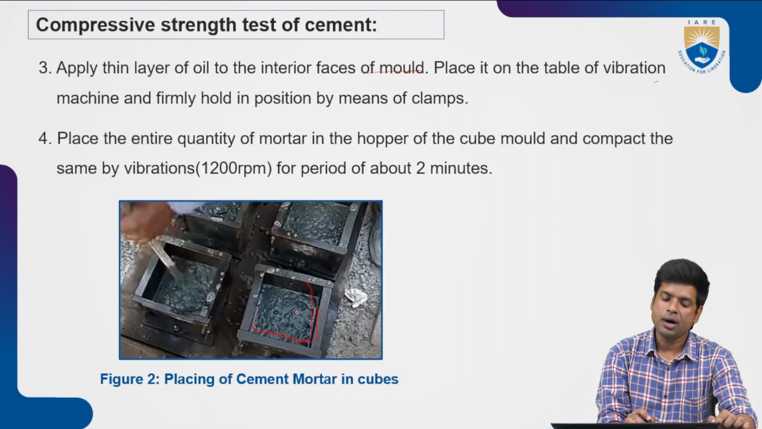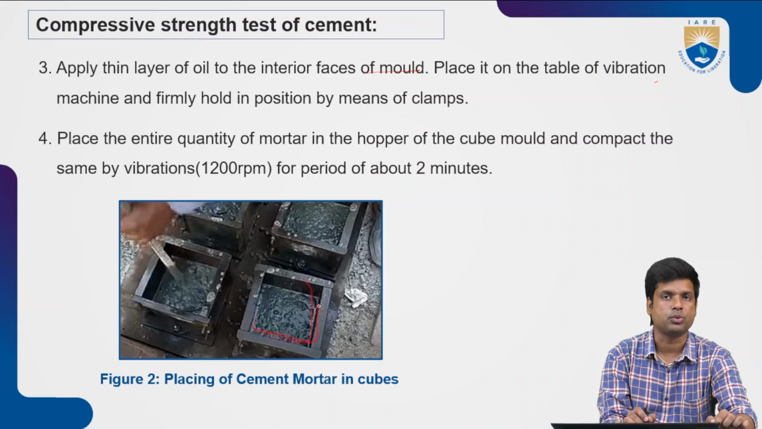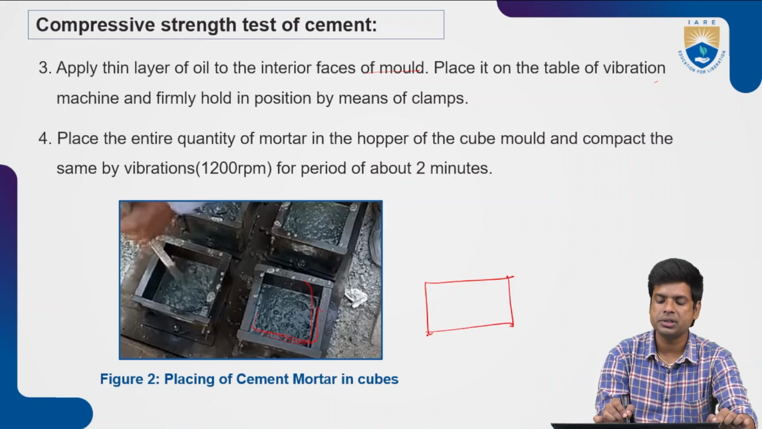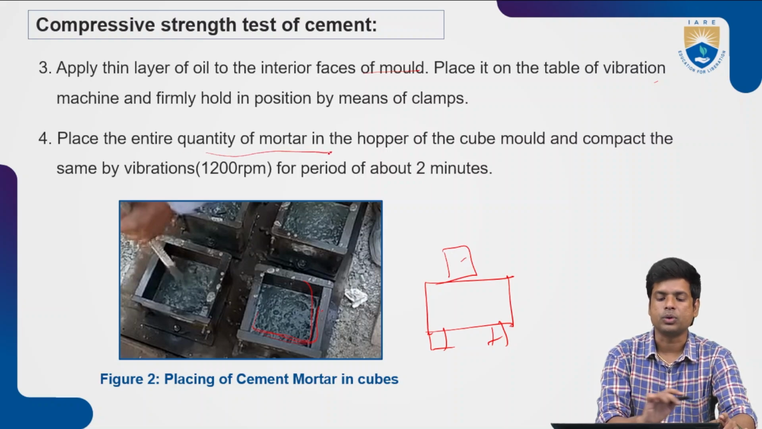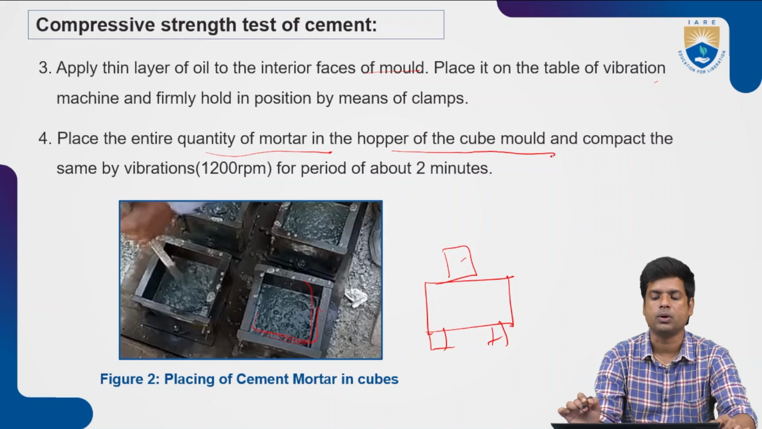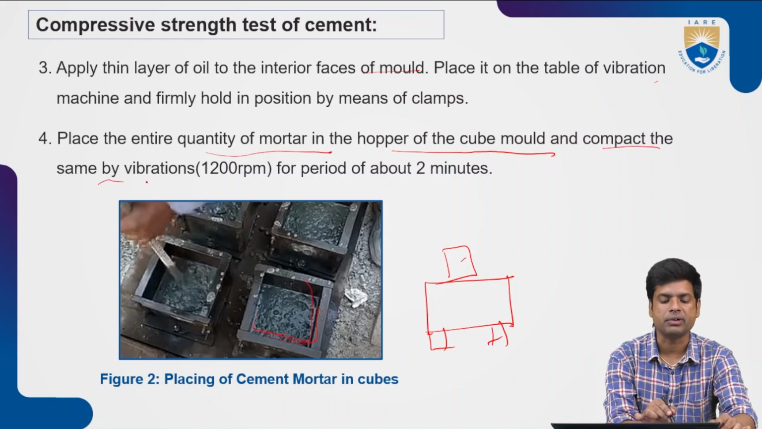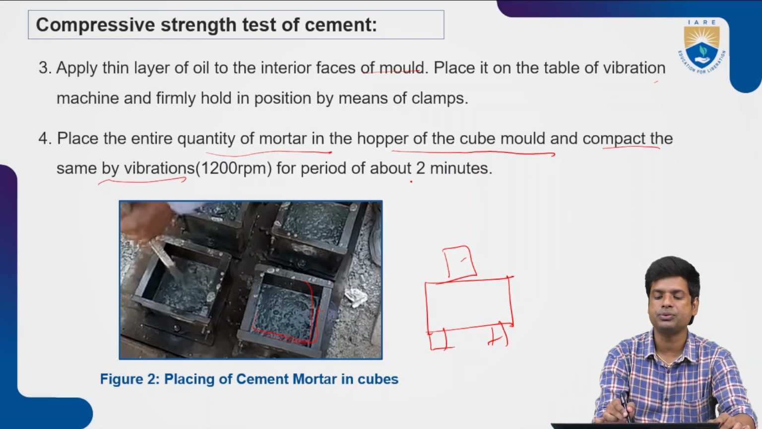Now, after applying the oil on the inside walls of the cement mortar cube mold, place the total mold on the vibrating machine and hold it firmly. Now place the entire quantity of the mortar in the hopper of the cube mold and compact the same by vibrations for a period of 2 minutes.